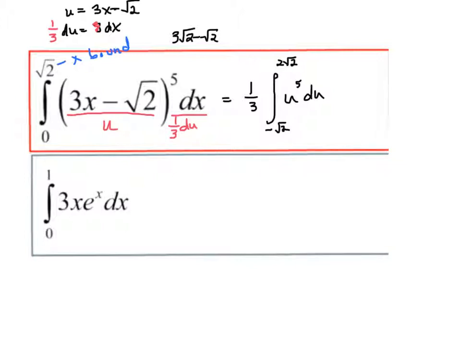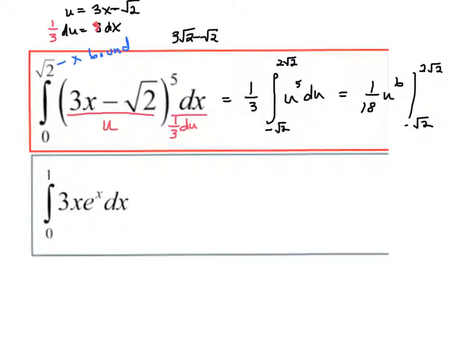So we do the antiderivative. Okay, we've got u to the sixth. We divide by 6, so this becomes 1/18. And 2 root 2 and negative root 2, like that.